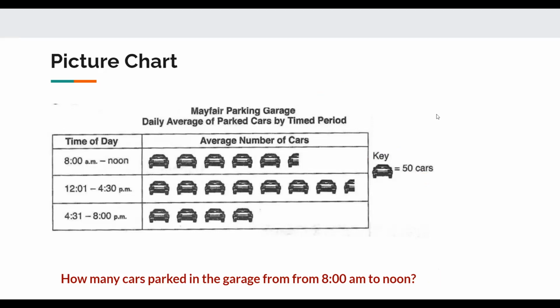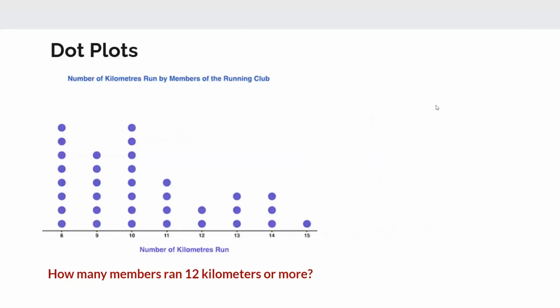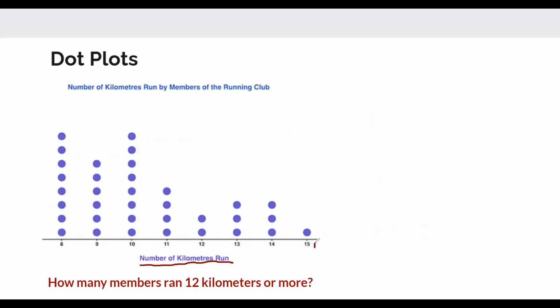Last chart type is called a dot plot. In a dot plot, each dot represents one of something. So let's take a look at the kind of information that's being communicated to us. The number of kilometers run by members of the running club. Number of kilometers run. This is 15 kilometers. This dot means that one person ran 15 kilometers. 3 people ran 14 kilometers. So it's a pretty simple chart. It's used to kind of tally up some results.